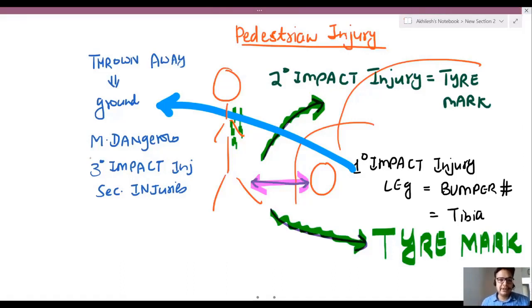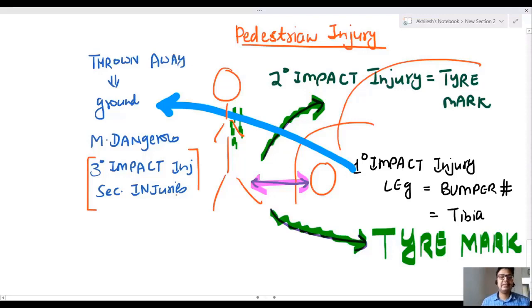Why are tertiary impact injuries known as secondary injury? Sir, these are different. Primary impact is different, secondary impact is different. Tertiary impact injuries are known as secondary injury because these are not caused by the vehicle. Anyway, sir, these are the types of injury we have.